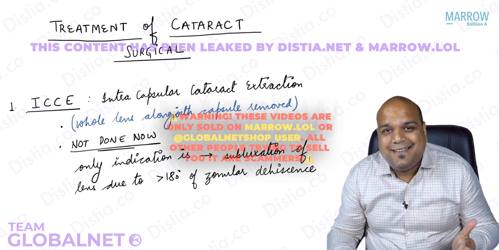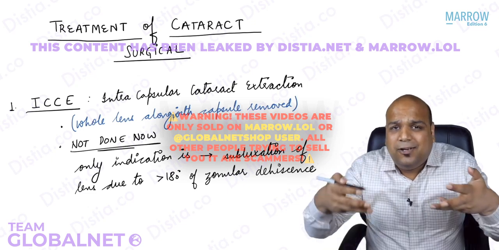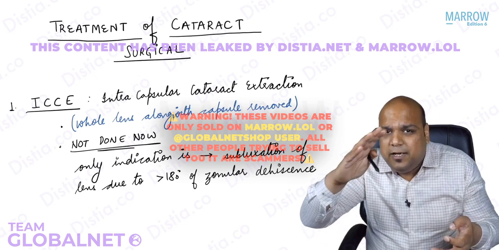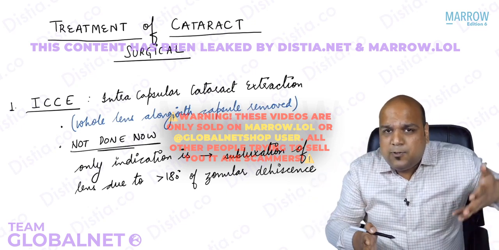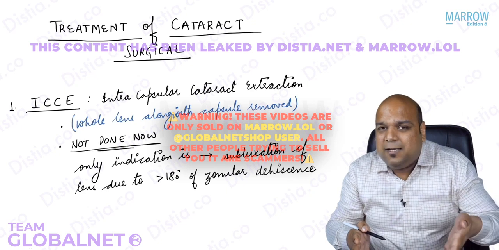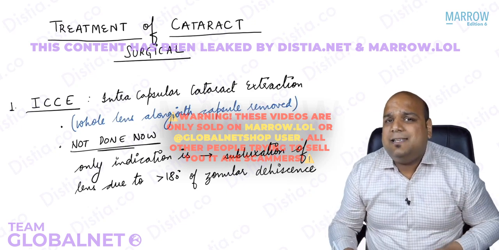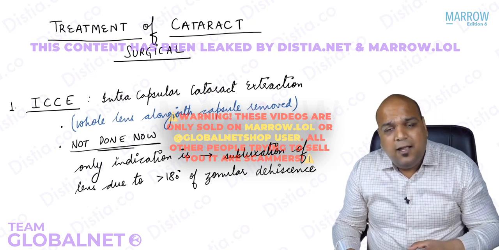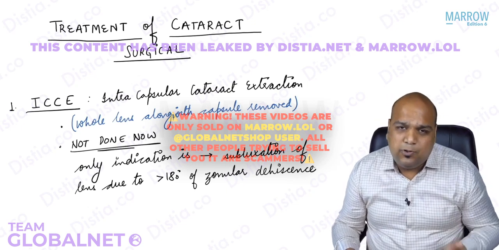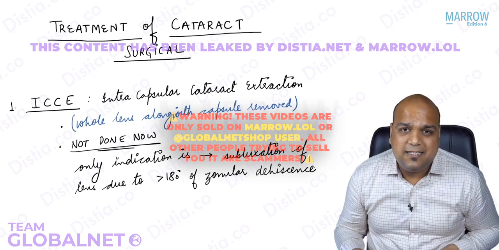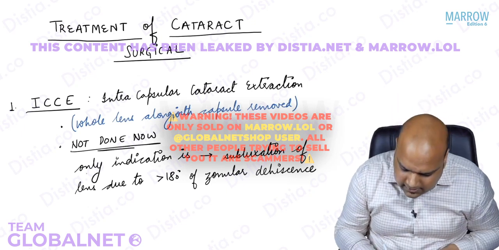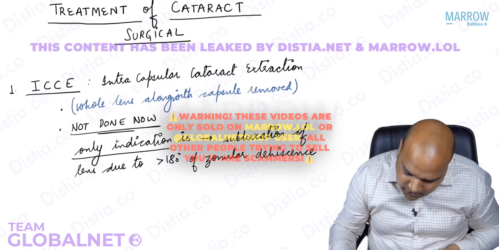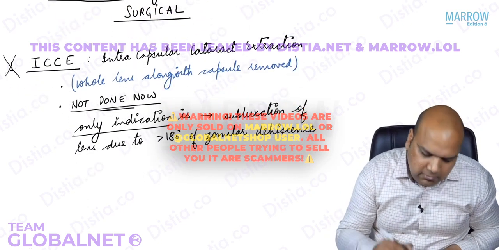Zonular means the ciliary zonules. What suspends the lens in the center, everybody? The zonules. So if greater than 180 degree of the zonules have broken out, so basically your lens is tilting, subluxating, that is the only indication for ICCE. Even though it is the only indication, yet there are other things that you can actually do, so you don't end up doing ICCE in these cases also. But if you're talking about the indication, this is the only indication, right? Now, ICCE is not done. So I'm just putting a cross so that you remember.